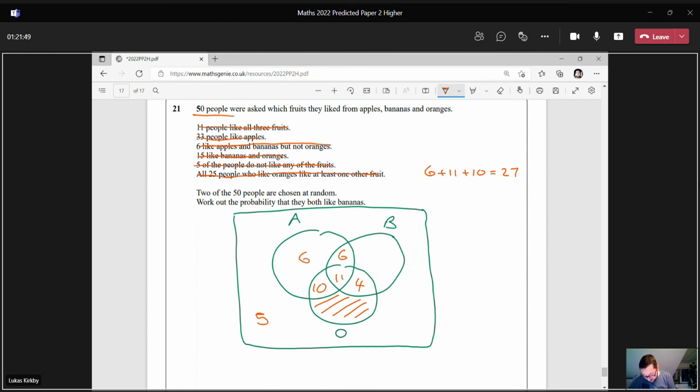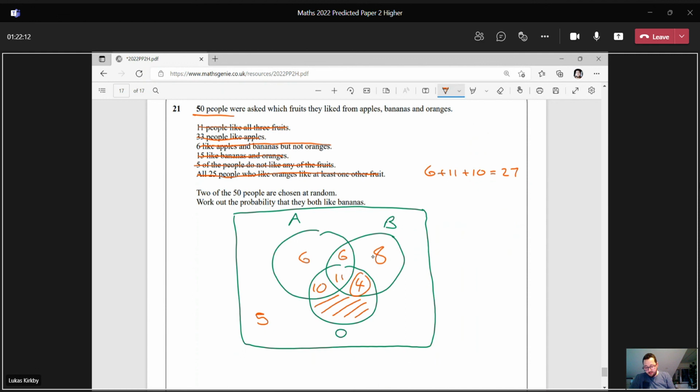And then finally, we can use that there were 50 people overall. So altogether, we know apples is 33, plus the 4 here is 37, plus the 5 is 42. So that means this must be 8. Okay, so finally we've got all the things filled in.